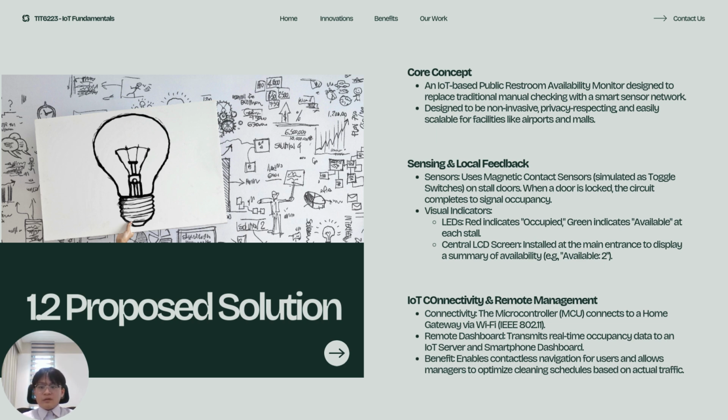Beyond the local hardware, we utilize IoT connectivity to improve facility management. The microcontroller is connected to a home gateway using the Wi-Fi protocol. This allows the system to transmit real-time occupancy data to a remote IoT server and a smartphone dashboard. This connectivity solves the core problems we discussed.